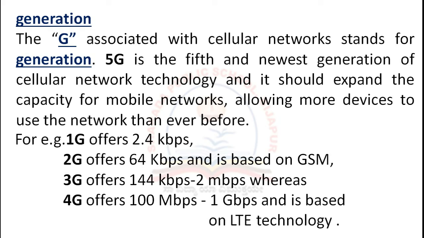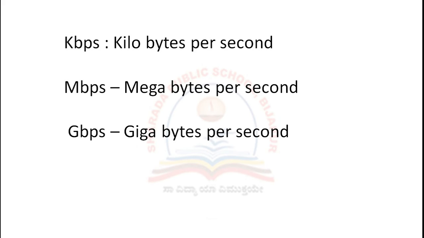What is this kbps, Mbps and Gbps? Kbps stands for kilobytes per second, Mbps megabytes per second, Gbps gigabytes per second. This is the data transfer rate. Hope you understood about this cellular network technology.